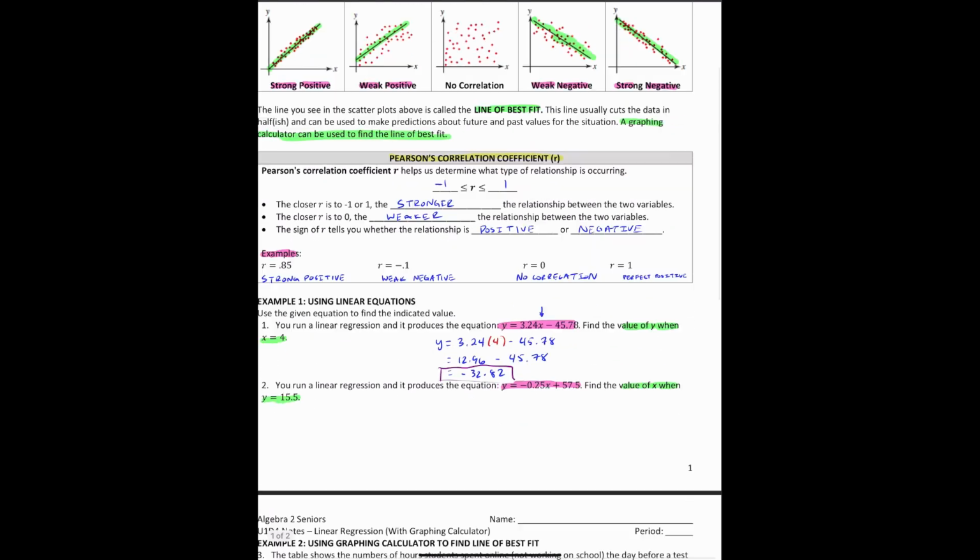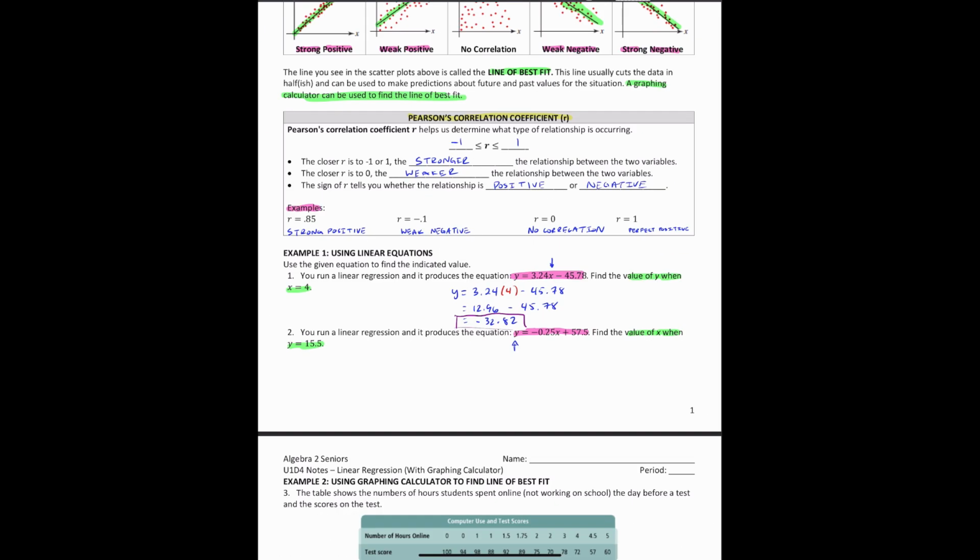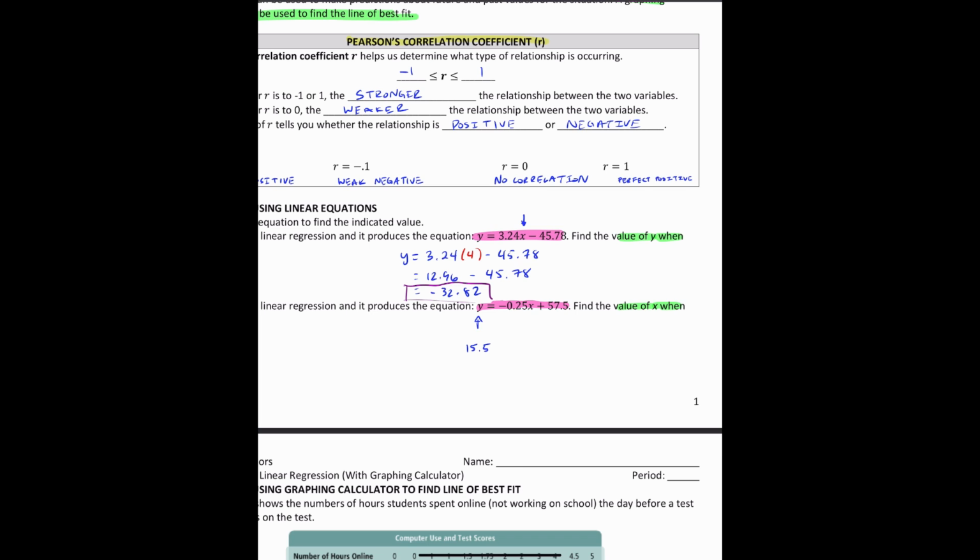And we're being asked to find the value of x this time when y is 15.5. So all I need to do is replace this y with 15.5, solve for x, and then you should be good to go. So here we go. We have 15.5. So remember, I'm replacing the y value with 15.5. I'm not replacing the x this time because that's what I'm trying to solve.